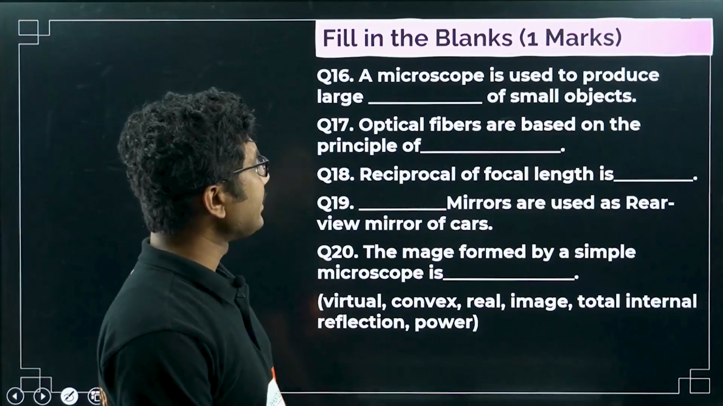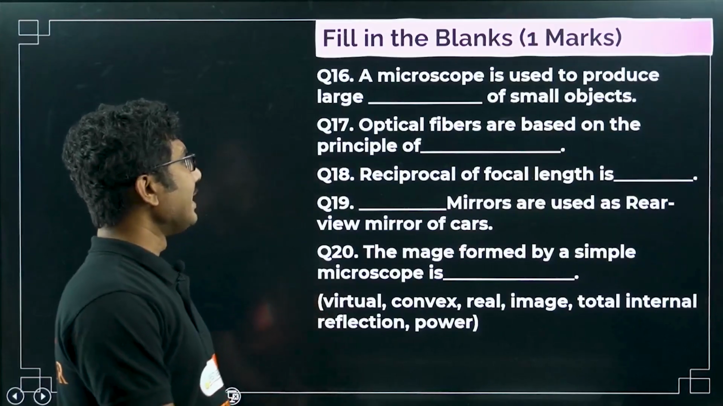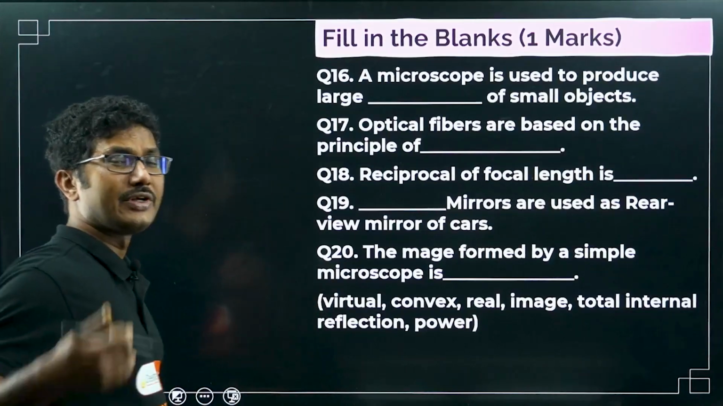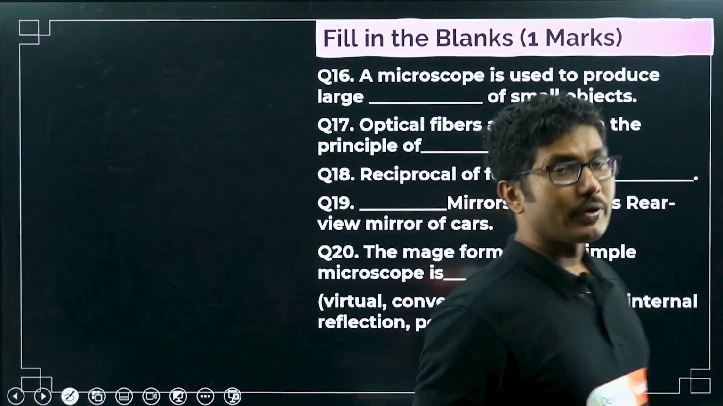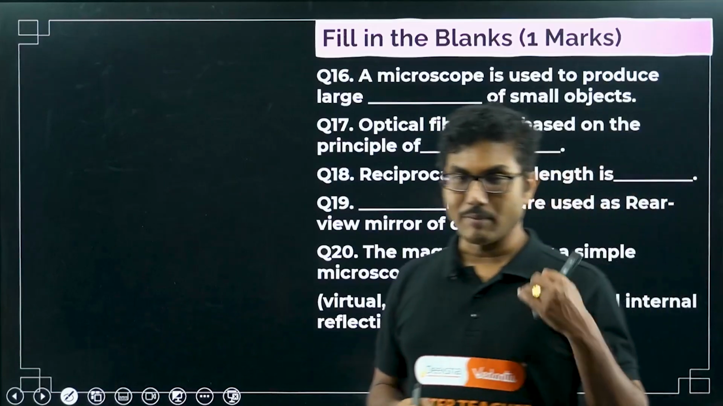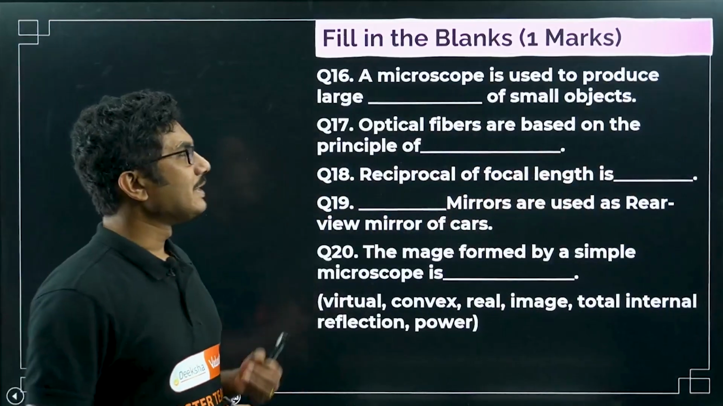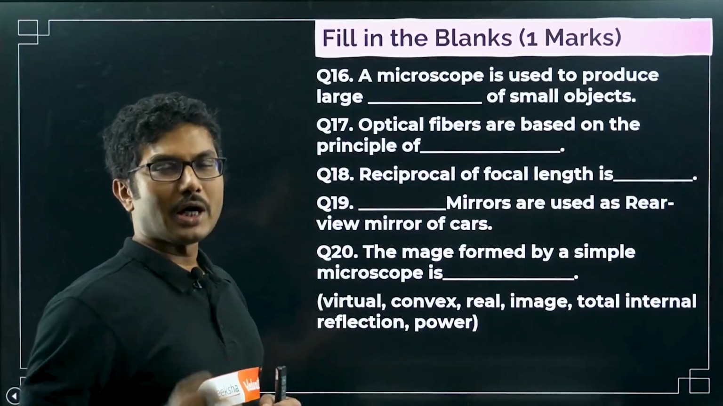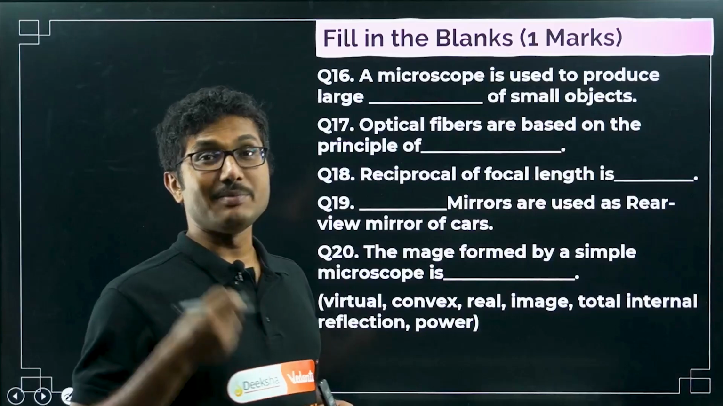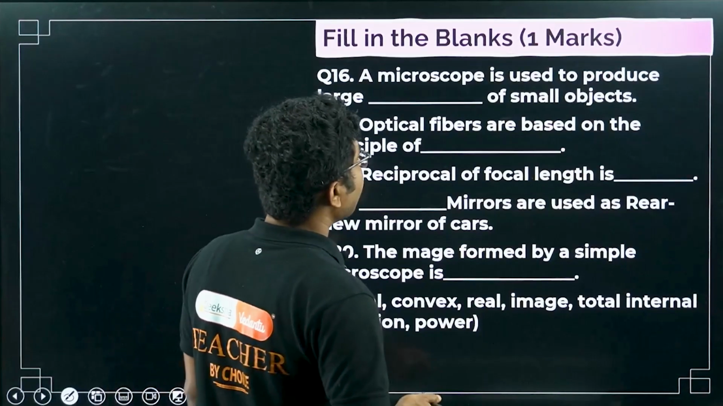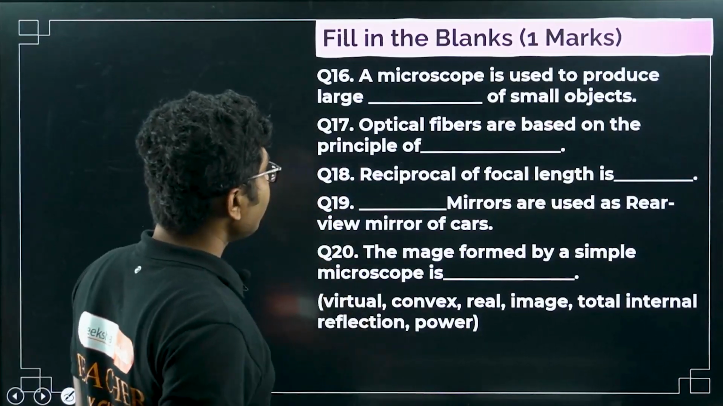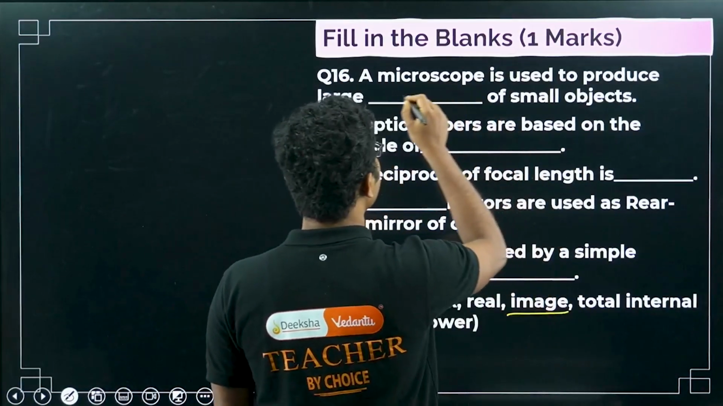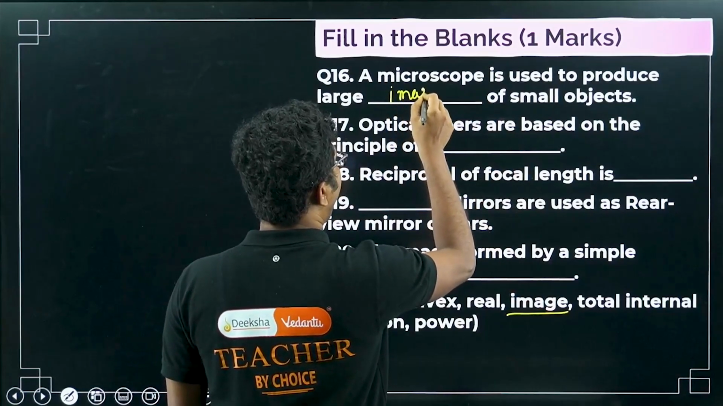A microscope is used to produce large dash of small objects. So a microscope is basically used to create images, right? When you are looking into the microscope in your bio lab or in your physics lab, it is producing a large image of the small object. If the object is small, you are actually not seeing the object, but you are seeing the image of the object. So image is the answer.